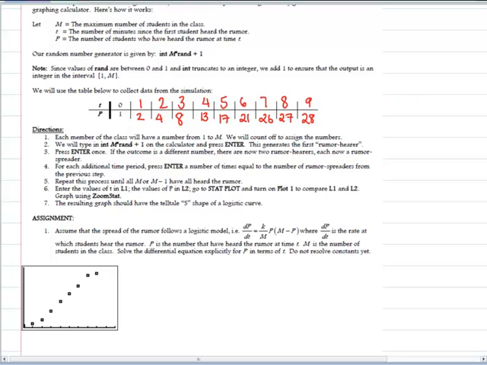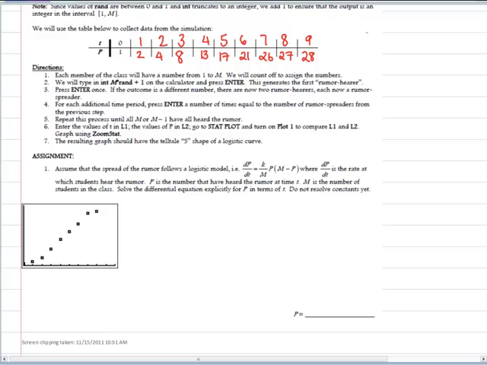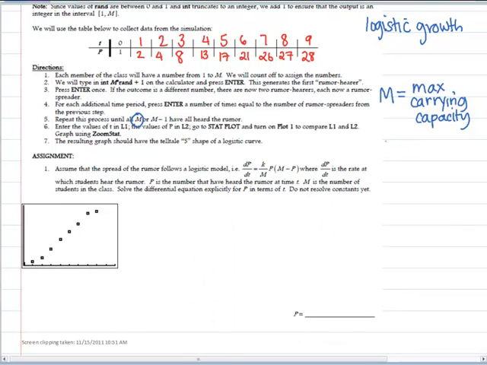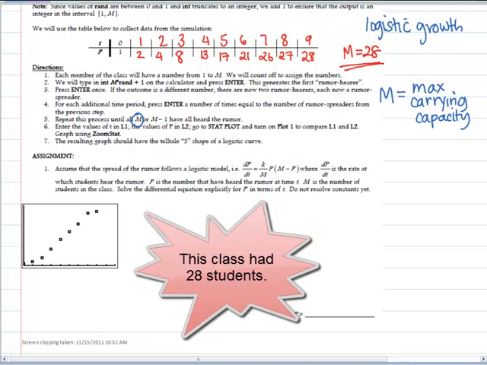This is data that models what's called a logistic growth pattern. Within this logistic growth, there is an M. M refers to the maximum carrying capacity. In our case, that's the maximum number of people that can hear the rumor. So in our case here, M will equal 28 because there are only 28 people to hear the rumor. Okay, logistic growth is based on this statement.